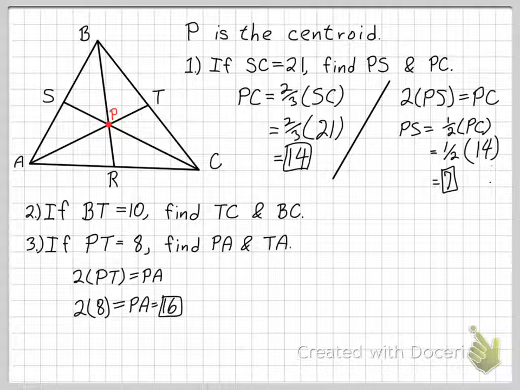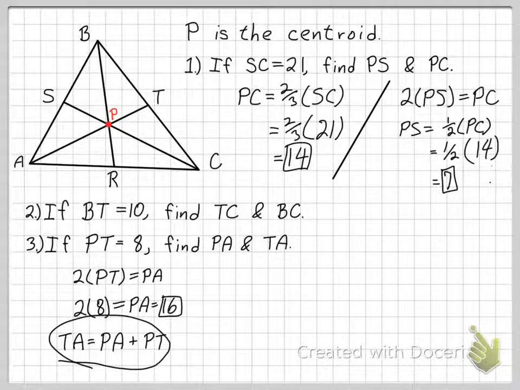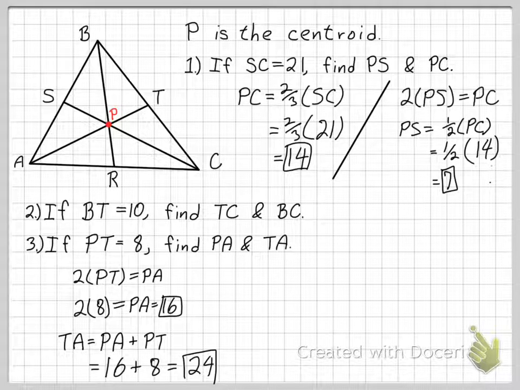So we have that distance 16, we have PT is equal to 8, and at this point I would just use the line segment addition postulate, that TA is equal to PA plus PT. Again, this is based on the line segment addition postulate, and then I would just substitute what I know. PA is 16, PT is 8, so 16 plus 8 is 24. TA is equal to 24. Okay, so these are the types of problems that you'll be introduced to regarding the centroid.